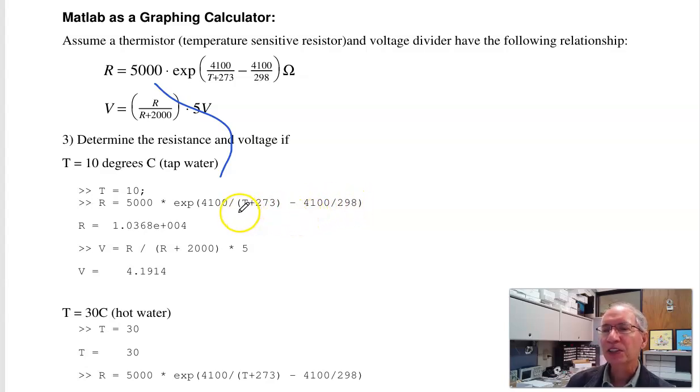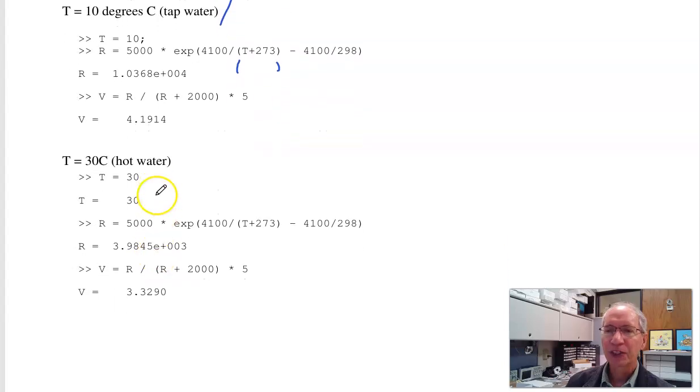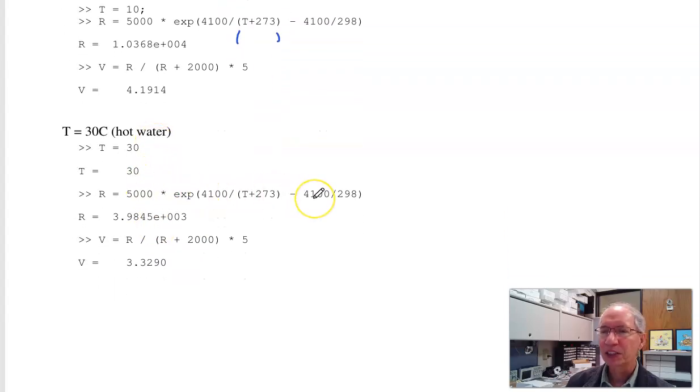You need these parentheses. If I take them out, I'll do 4,100 divided by T, take that answer, add 273. With the parentheses, it adds 273 first, and then takes the ratio. So R is 10,368. The voltage, I can have a function of a function. Once I know R, calculate the voltage. It will be 4.19 volts. Change temperature to 30 degrees Celsius. Same equation for R. It's now 3,900 ohms. Same equation for V, 3.32 volts.